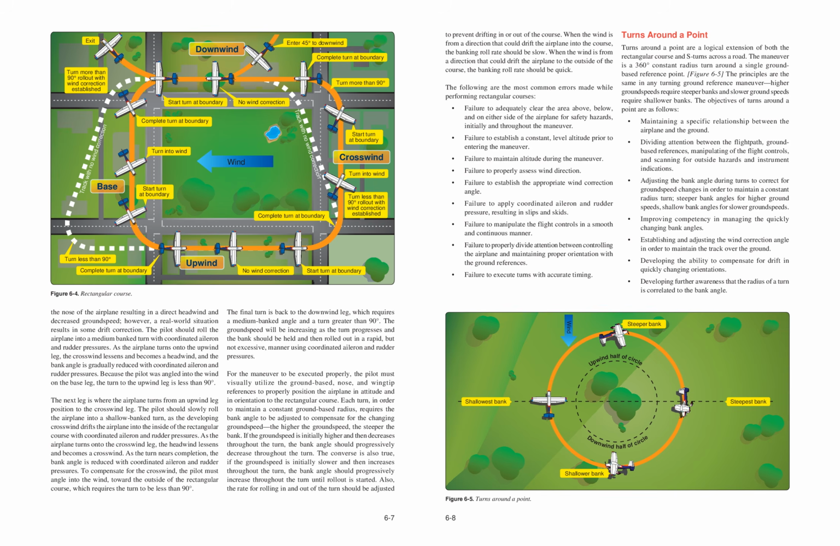Also, the rate for rolling in and out of the turn should be adjusted to prevent drifting in or out of the course. When the wind is from a direction that could drift the airplane into the course, the banking roll rate should be slow. When the wind is from a direction that could drift the airplane to the outside of the course, the banking roll rate should be quick. The following are the most common errors made while performing rectangular courses.